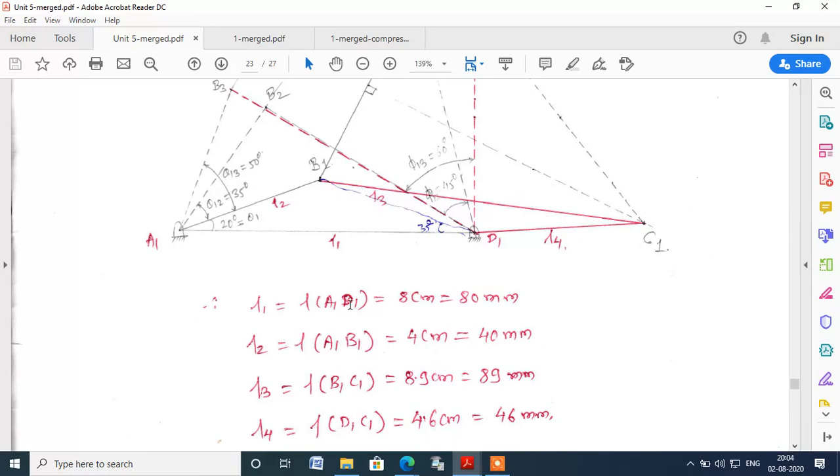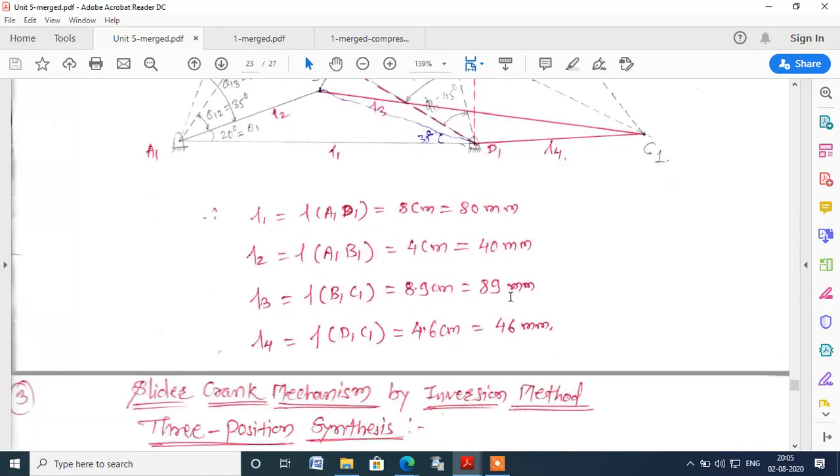Here measure all the lengths. L1 is A1 D1, that is 8 cm, 80 mm. L2 is A1 B1, that is 4 cm, 40 mm. Measure B1 C1, that is L3. In my case it is coming 89 mm. And next is L4, that is C1 D1. It is coming 46 mm. A 5 to 10% variation is acceptable. So you measure the lengths and accordingly write down the answer.